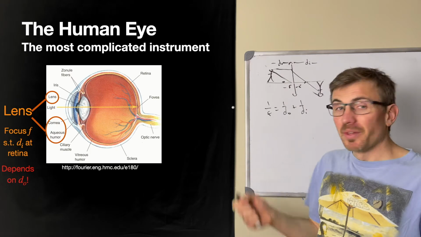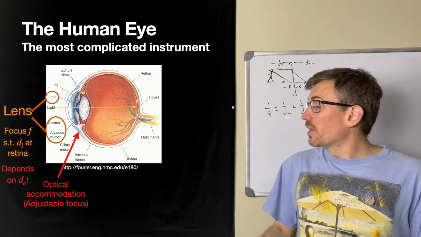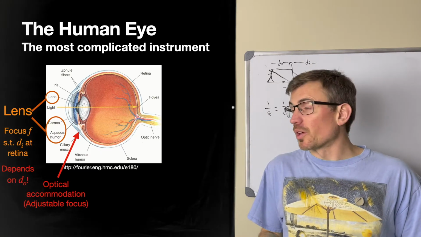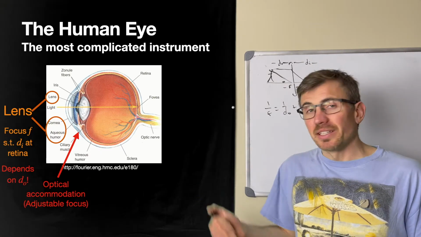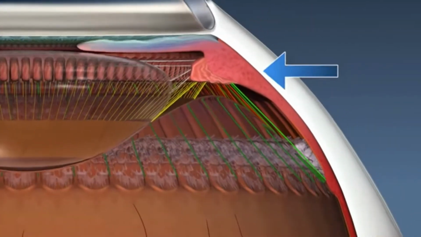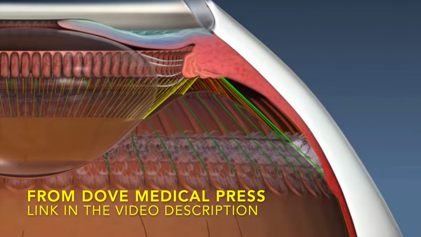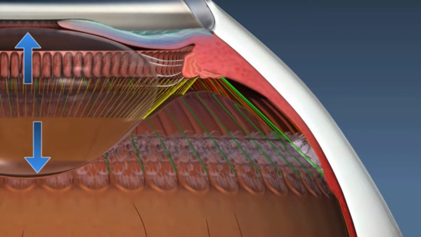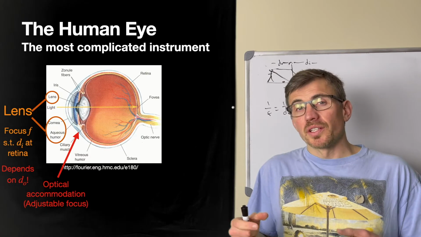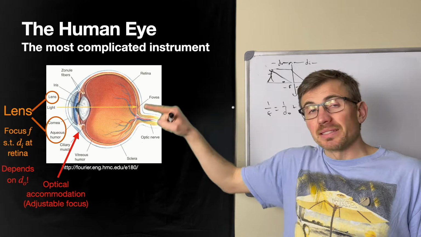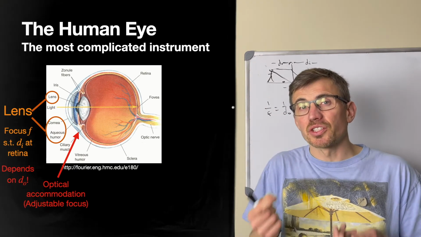Now, this is a big problem. How does nature get around this? Well, it has a variable focus lens, which is amazing. And that's a phenomenon known as optical accommodation. There's actually a neat video on how this works. So if the muscles, called the ciliary muscles here, are fully contracted, that makes the lens maximally bent, and then we have the strongest lens.